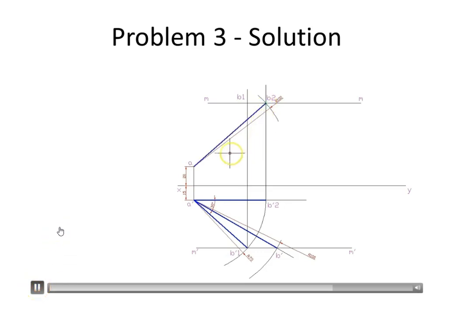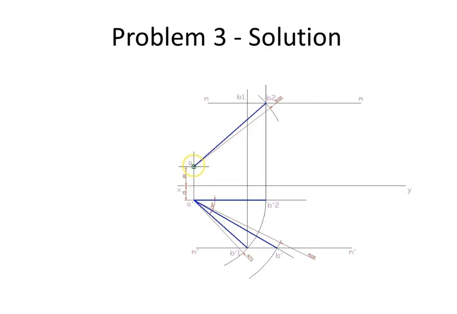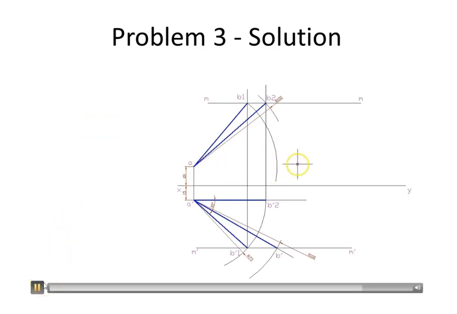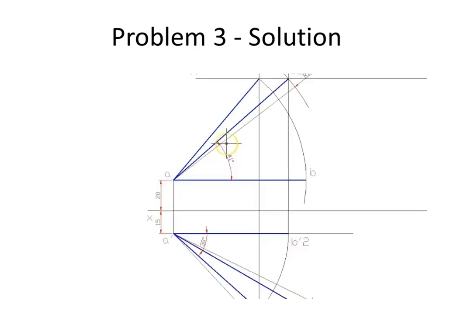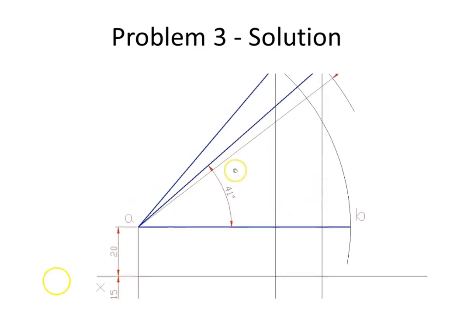So now we join AB2, which is the true length, and we also join AB1, which is actually the top view for the inclined line. So we can find the inclination now. The inclination with VP can be found by measuring the angle between AB2 and XY, which is 41 degrees.